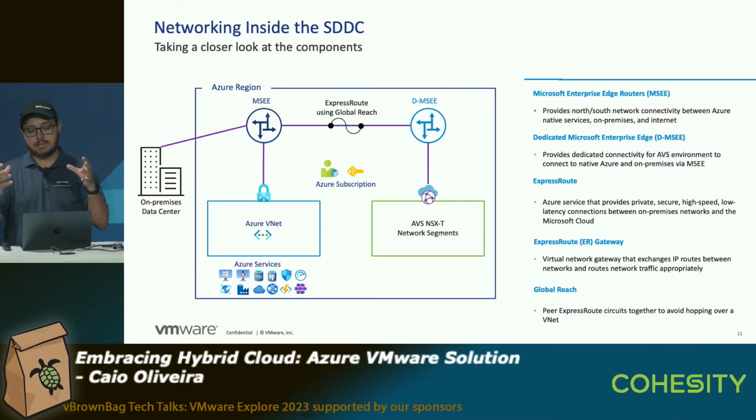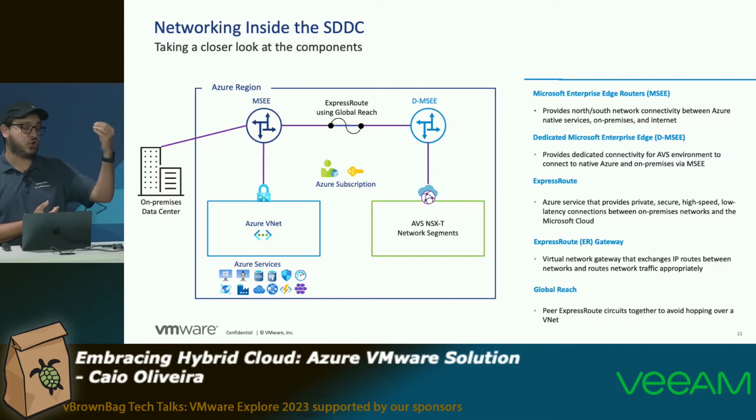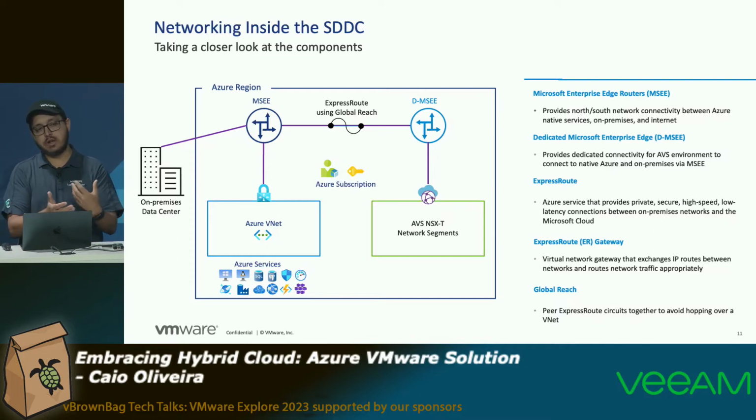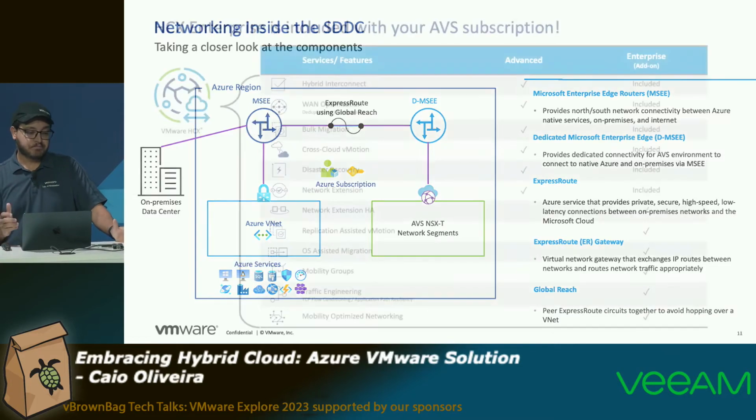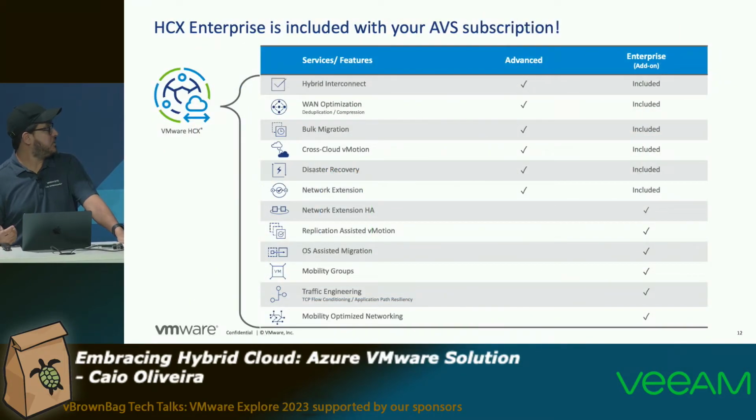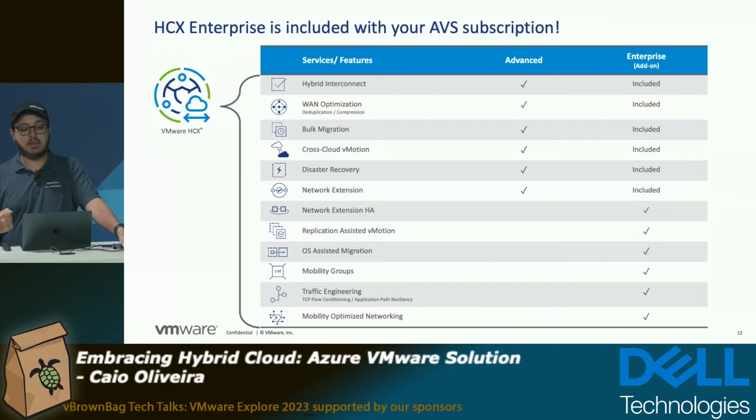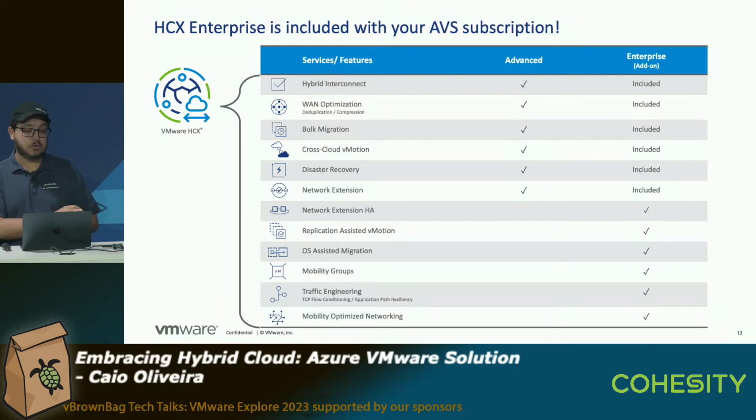So the router that is backing AVS will connect to the router on Azure that will allow you to connect to Azure native networks or your data center as well, right? One important thing, HCX Enterprise is included in the AVS subscription, right? So people don't know, HCX is the migration tool that we have, really reliable, really easy for you to migrate your workloads to the cloud, right?